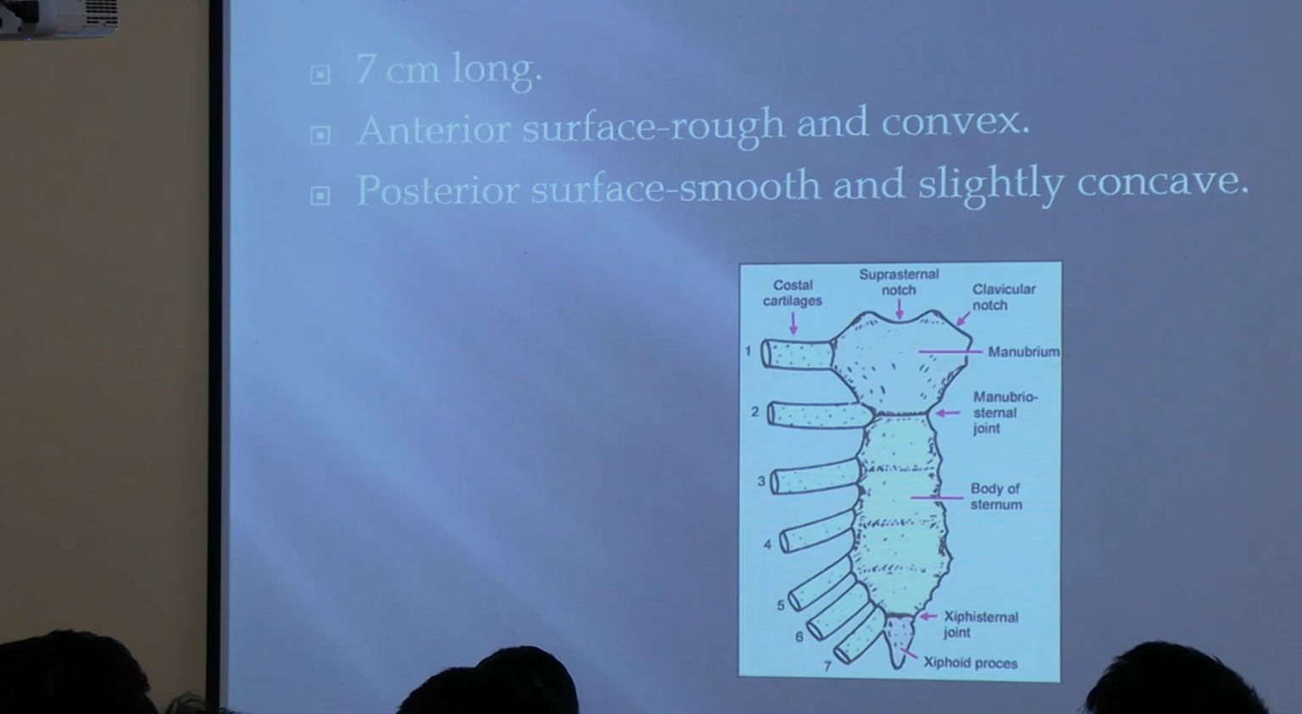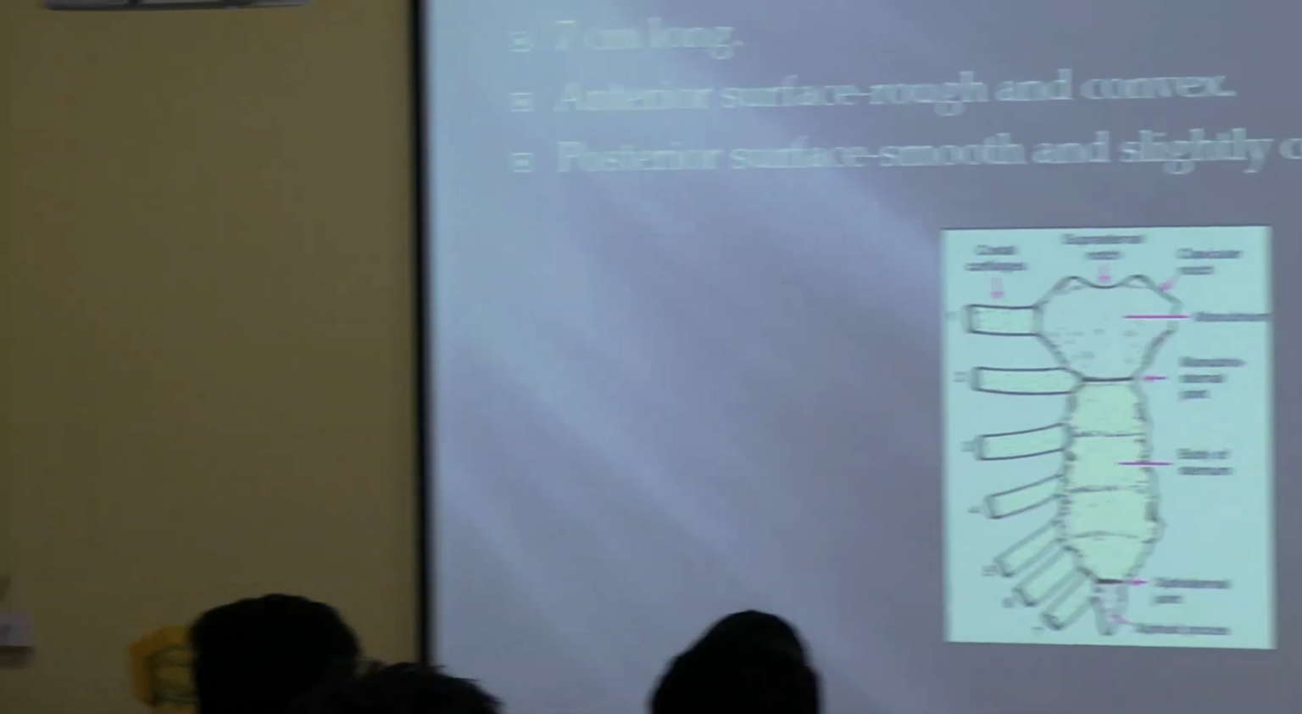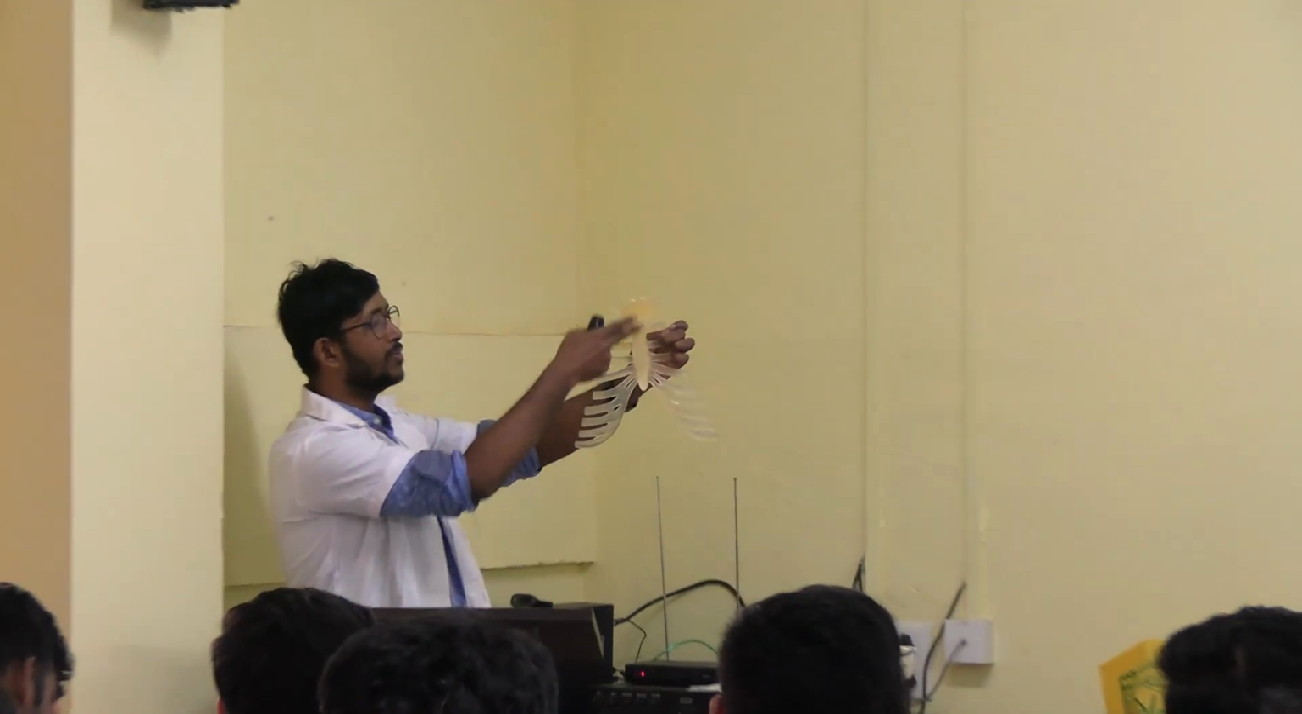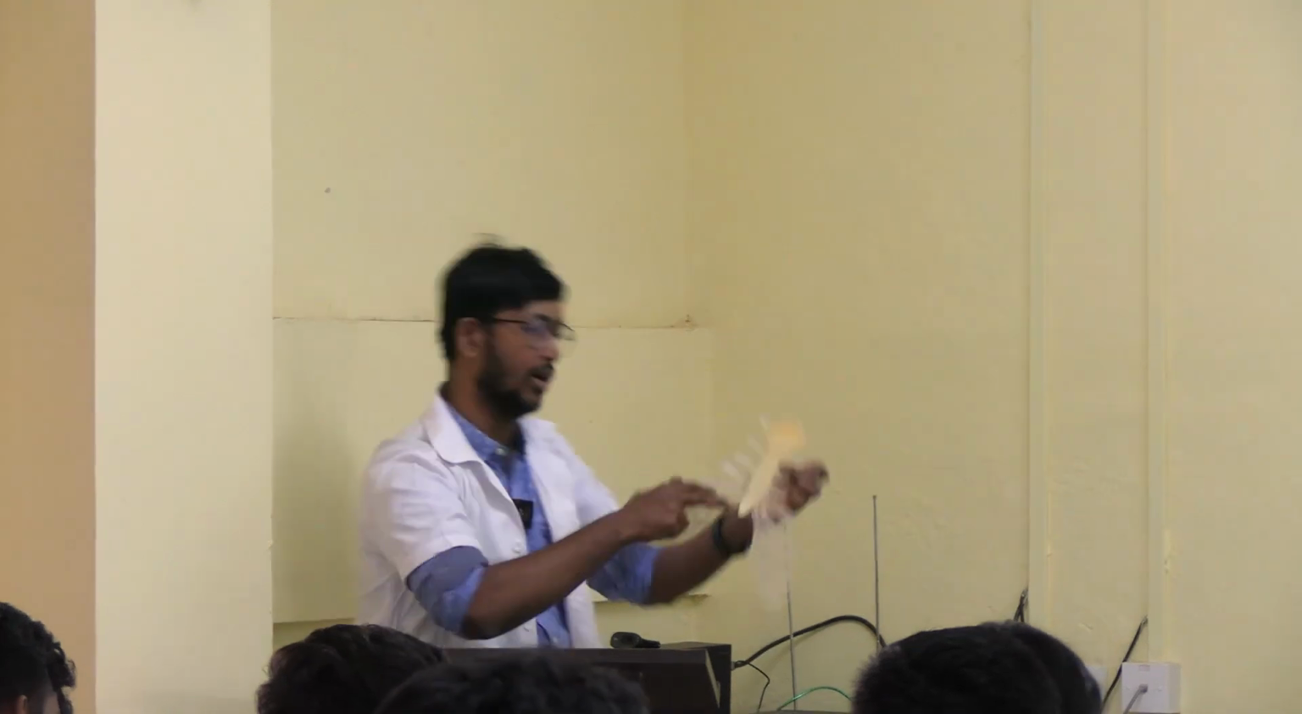The anterior surface is rough and convex, and the posterior surface is smooth and slightly concave. See, the anterior surface is not smooth, it is rough, as well as a bit convex. And the posterior surface is smooth and also slightly concave.